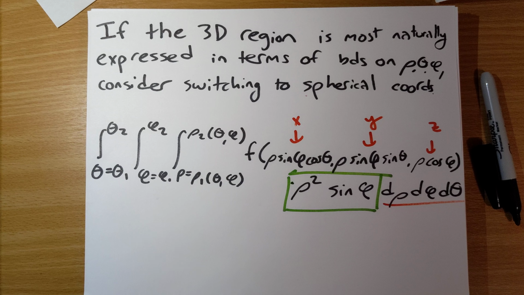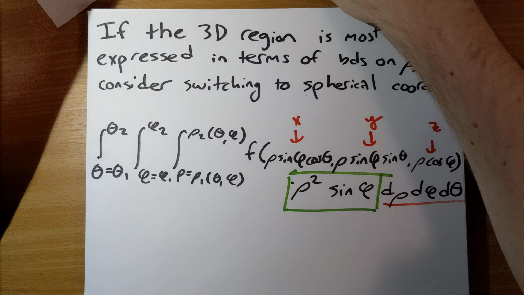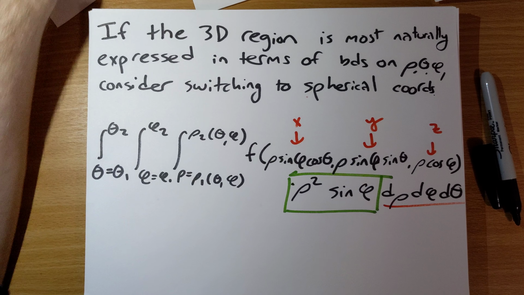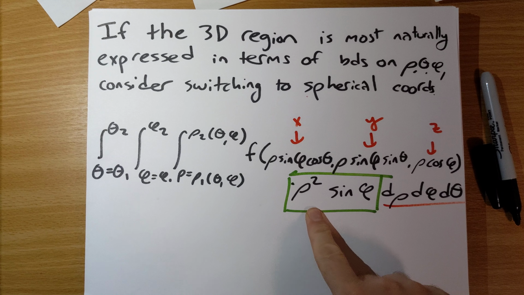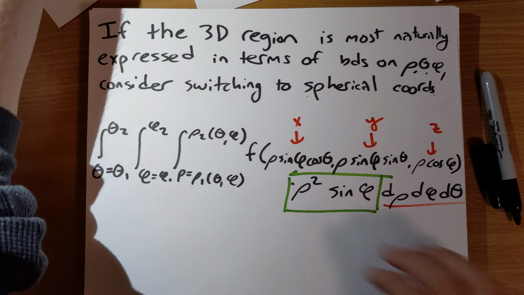So here is our main formula from last time to do spherical coordinates. We switch x, y, and z using these conversions going in there. We throw in the extra factor of rho squared sine phi. Let's go ahead and do some examples here.